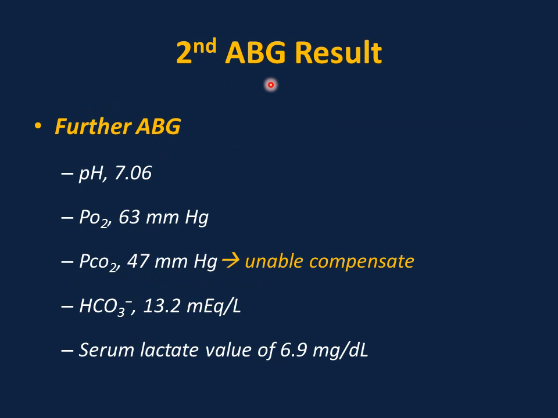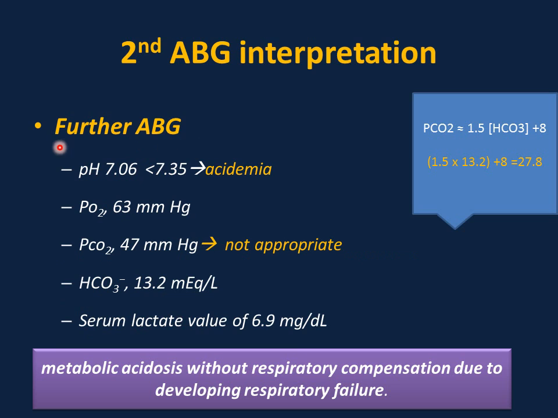Despite the oxygen the patient is receiving and the IV fluid, the patient keeps getting worse. The second ABG was ordered and shows pH 7.06. The oxygen level is 63 in the ABG, despite the 4 liters the patient is receiving, and the PCO2 is 47, and the bicarb is 13.2, and the serum lactate is elevated at 6.9, as expected in this case of severe shock. In the second ABG, the pH is 7.06, which is severe acidemia, and the PCO2 is 47, which is inappropriate for this type of acidosis.